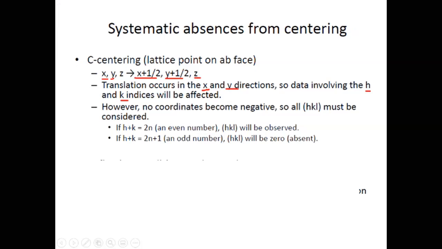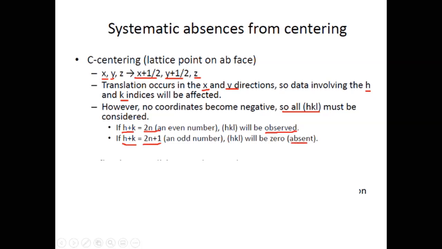However, unlike the previous slide, and pay attention here, this is where it can get a little confusing, since no coordinates were negative, we must consider all hkl values, because z doesn't change, so we can't just drop z. And so now, since x and y translate, we have to look at the h and k indices. If they add together to be even, then it's as observed. If they add together and it's odd, then it's going to be absent.